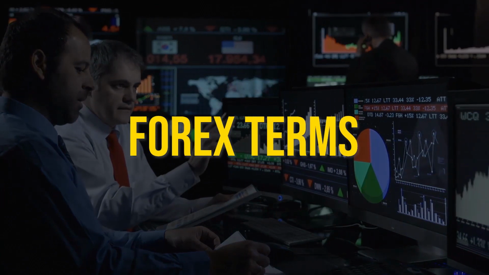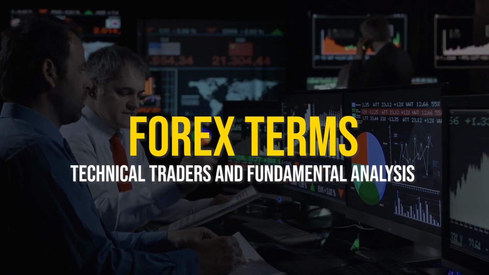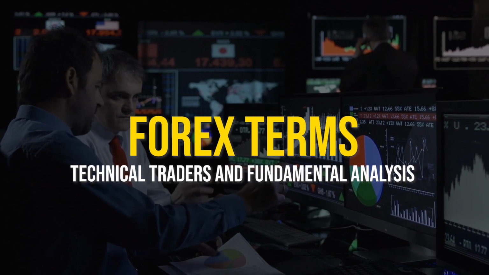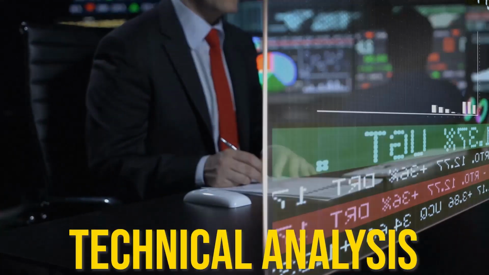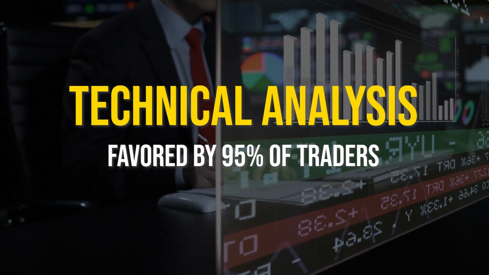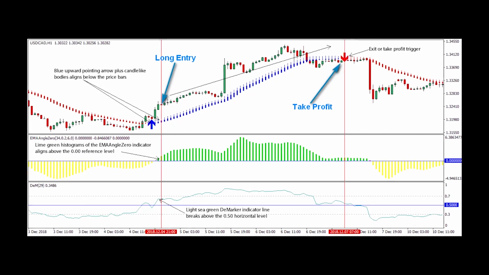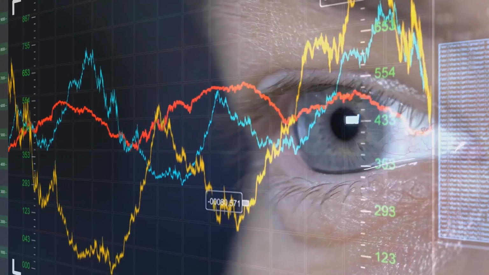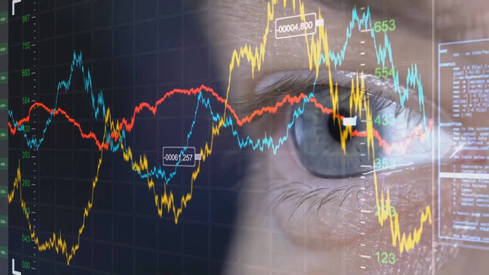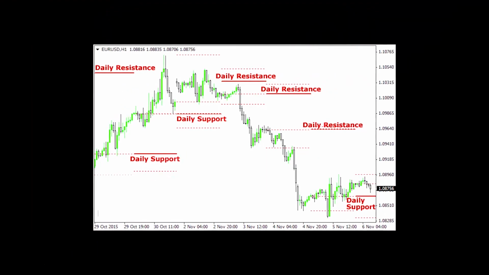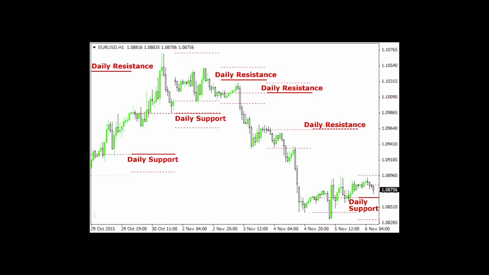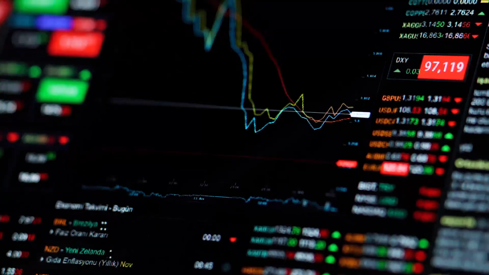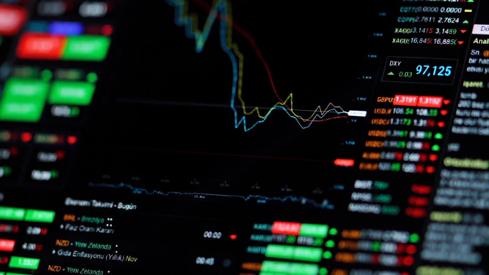Next, we go to the Forex terms, where we explore the difference between technical and fundamental analysis and how they shape your trading journey. Let's start with technical analysis, which is favored by 95% of traders. As technical traders, we rely on chart analysis to determine our entry and exit points. We use indicators, support and resistance levels, and other tools to guide our decisions. Our focus is on the charts, and we make trade decisions based on what we observe. If you're trading on smaller time frames, such as daily or less, chances are you're a technical trader relying on chart patterns and indicators for your trading decisions.